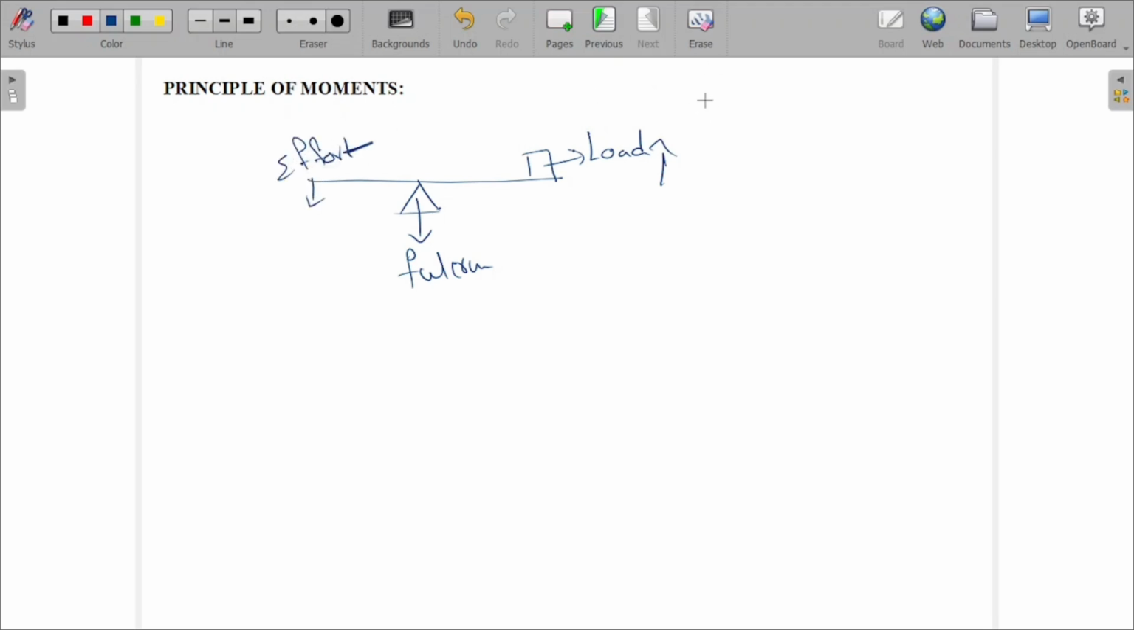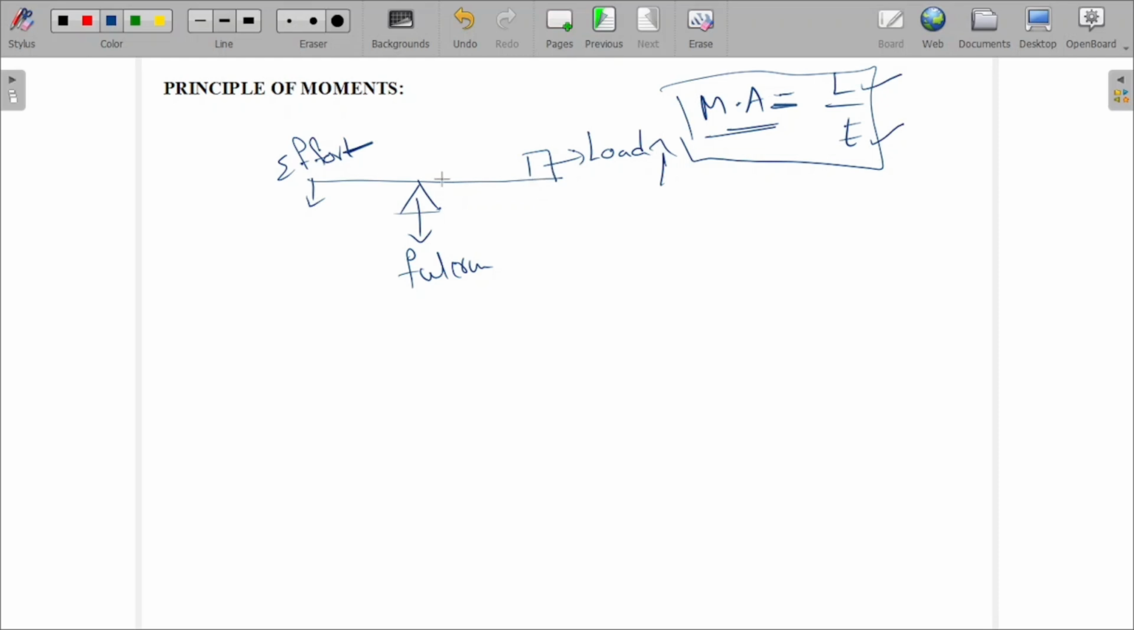Now, mechanical advantage. This is a mechanical thing. Mechanical advantage equals load by effort. Load is nothing but force, and effort is also nothing but force. So both units are Newton, and so mechanical advantage has no units, right?